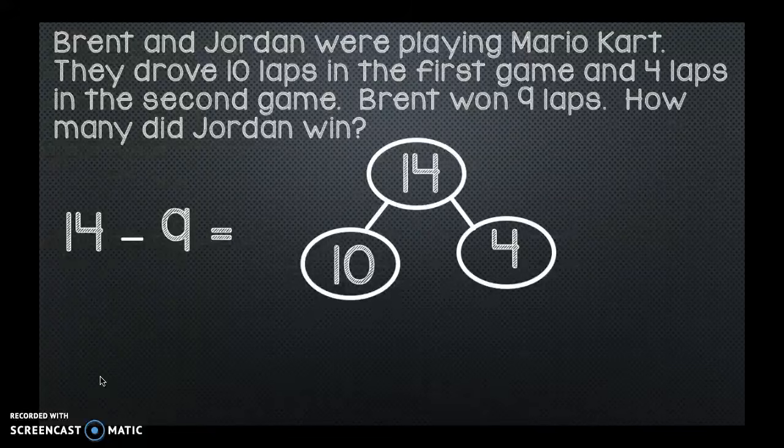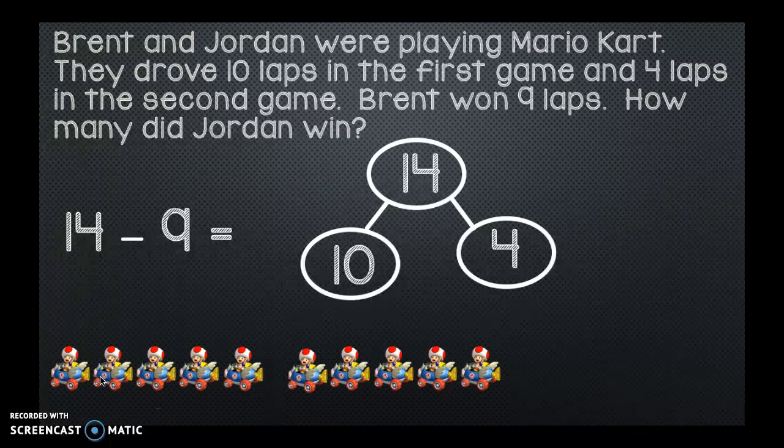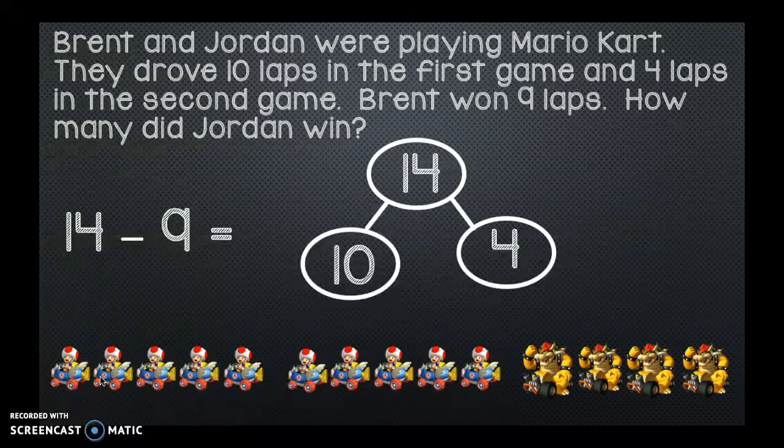Okay, so now that I know my subtraction sentence, I should probably start drawing my pictures because, of course, pictures help to explain our thinking. Just like yesterday, now that I have my number bond, I'm going to draw a picture to show the different parts. I know that one of the parts was 10, so I'm going to draw my 10. There you go, 10 little toadies, aren't they cute? And then I'm going to draw the other part, which is 4. I'm going to have Bowser help us out. All right, so I have 10 and 4 to show my different parts.